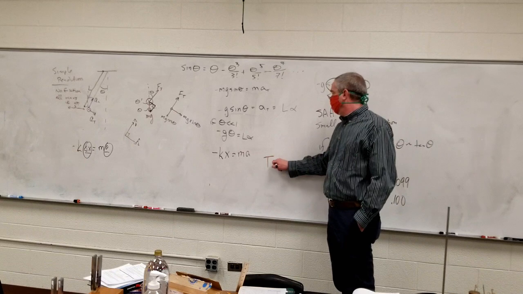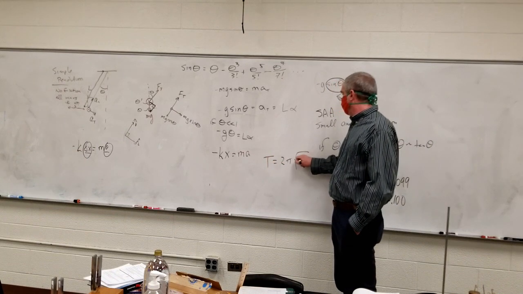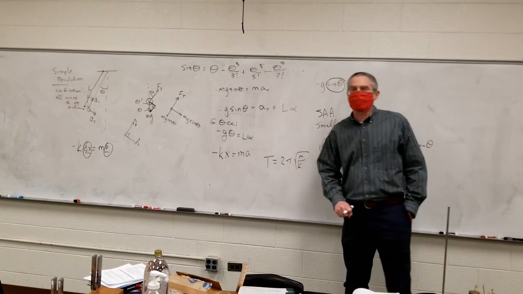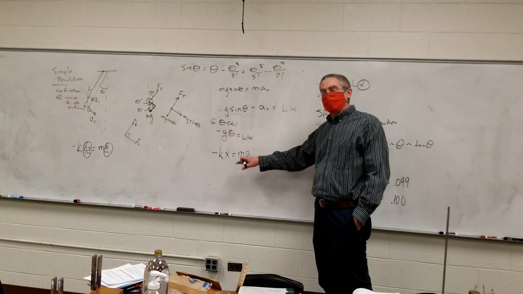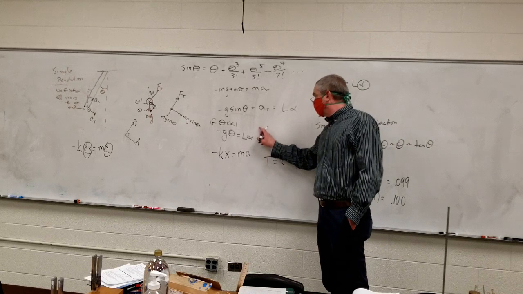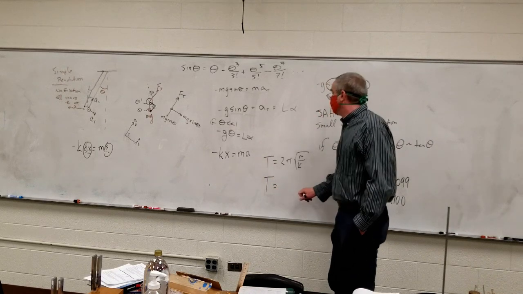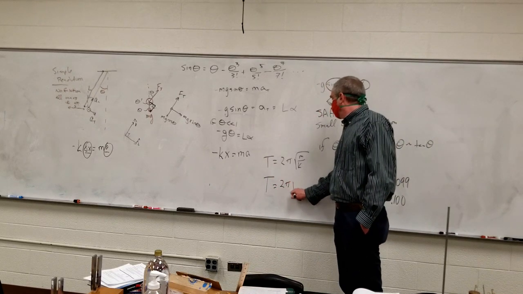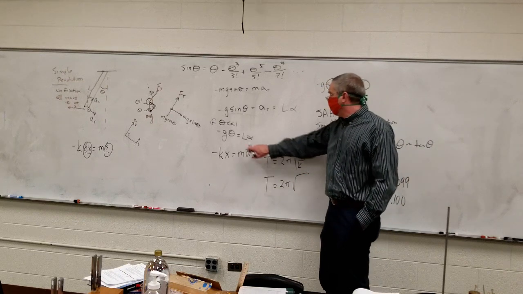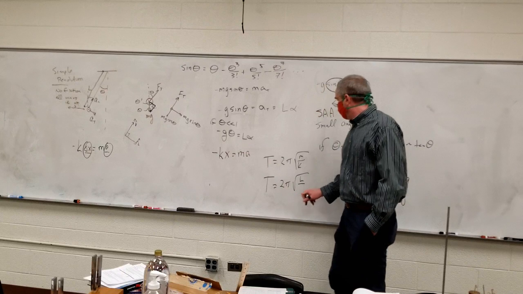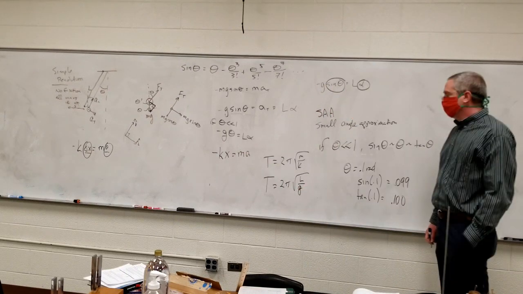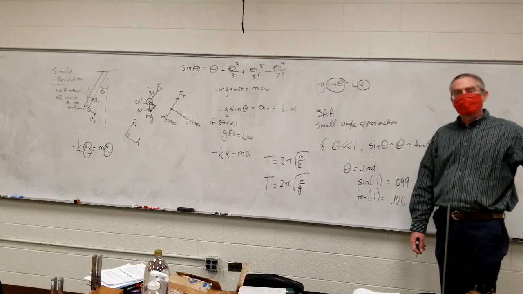The period was 2 pi square root of m over k. This was the formula that we used earlier. Going through a very similar analysis as before, we would get that for the simple pendulum, the period is equal to 2 pi times the square root of, instead of m, the length, and instead of k, g. So the longer it is, the longer the period.